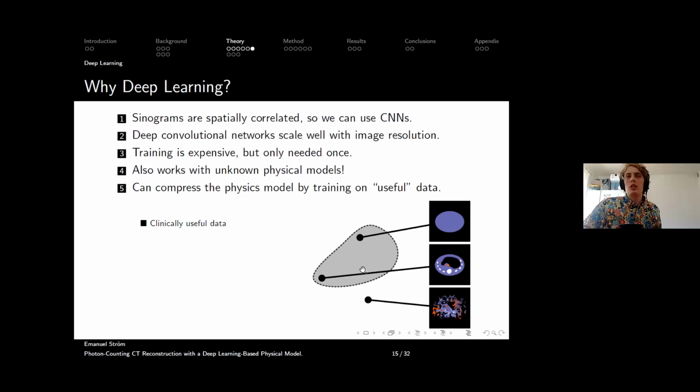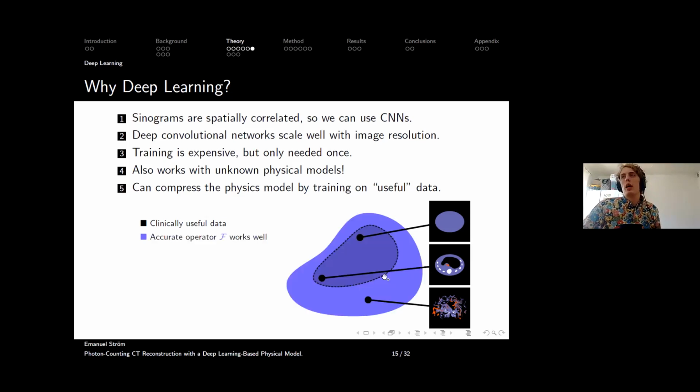But you can imagine that there are going to be some very simplistic looking phantoms in this clinically useful data, and there are going to be some more advanced realistic looking phantoms, but there are also going to be some data outside of this domain that we're never going to observe in the real world. And so what the accurate forward operator does here is that we can basically approximate the accurate operator.